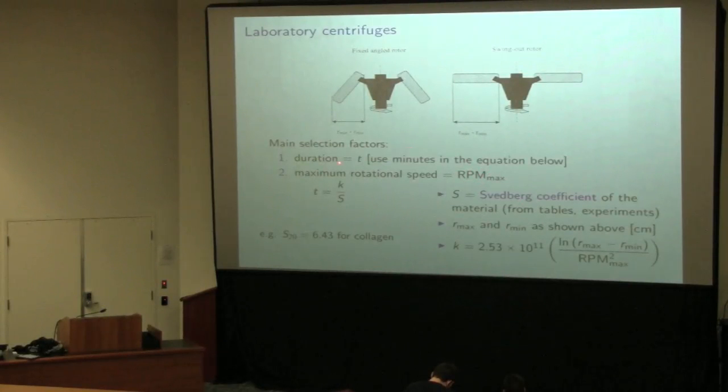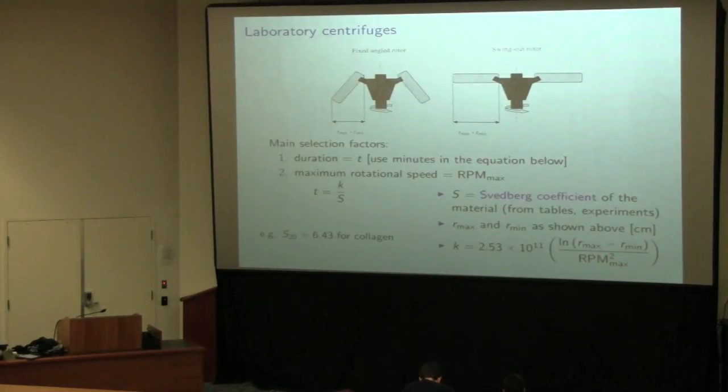So select RPM max. Then you're interested in how long you need to centrifuge to get a separation. You use this equation over here. We need a K and we need an S to calculate T. K is a constant given by this equation down here, which is a function of the geometry of your device, R max, R min, as well as the RPM that you chose. Those radii are used in centimeters. This is a purely empirical formula, so don't worry about units; they're not going to cancel out here. So K is simply a calculated value with R in centimeters and RPM in revolutions per minute, not in radians per second or hertz. So use RPM in this equation to calculate K.